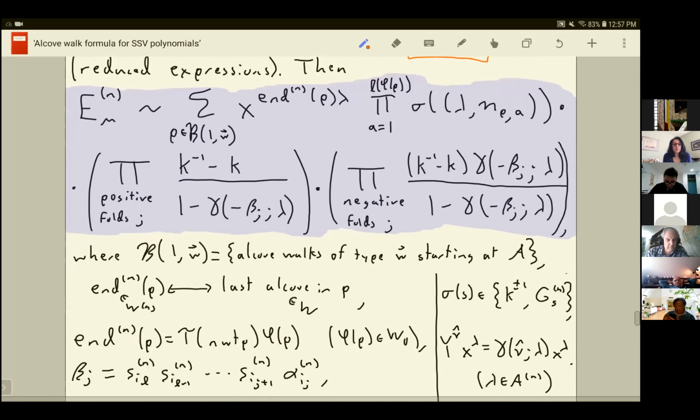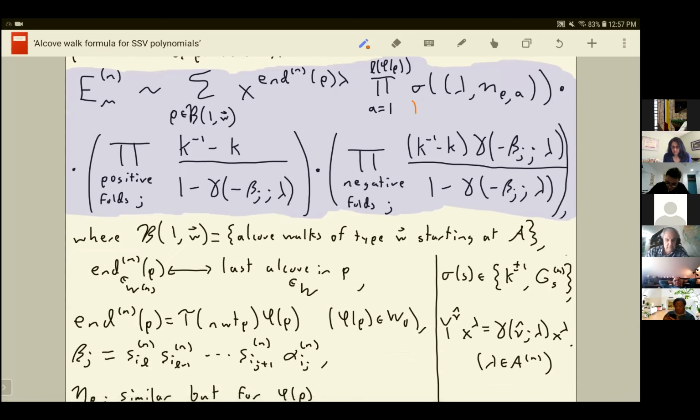Other notation here. So these sigmas are the functions I defined earlier. They're just k or k inverse or maybe some g. So they might look a little ugly being there, but they're mostly harmless. And then these gammas are the eigenvalues of the y's on SSV polynomials.